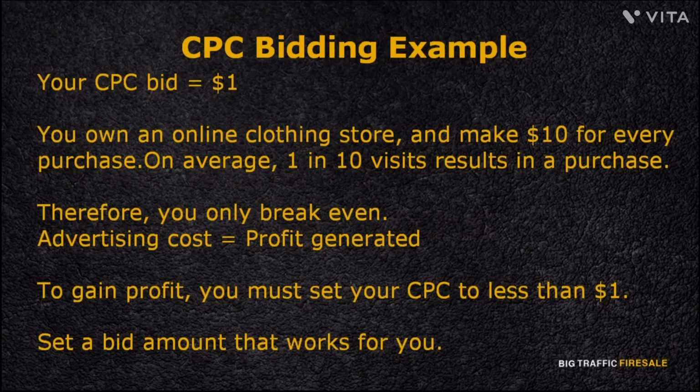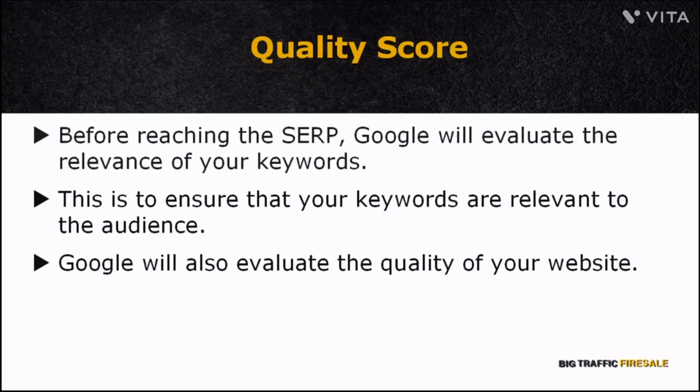There is no fixed rule for the bid amount that you should be paying. Different people will have different bidding prices, and at the end of the day, it is dependent on these three important factors, which are the type of campaign you're aiming for, the cost of your keywords, and the success rate of your keywords. For example, let's say you've set your CPC bid to $1. You own an online clothing line shop and you make $10 from every purchase, and on average 1 in 10 visits results in a purchase. As a result, you only break even as your advertising cost is equal to the profit you generate. Therefore, to gain profit, your CPC should cost you less than $1. Hence, choose a bid amount that works for you in the campaign that you're aiming for.